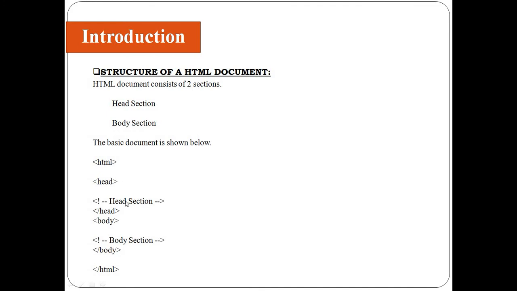In HTML, the code should follow tags. So tags are like this. If you want to write code in HTML, you just have to open the HTML tag and close the HTML tag. In between you write the code. Here one head section is there, one body section is there. In the head section you write the header part. In the body section you write whatever data should be displayed on our web page.